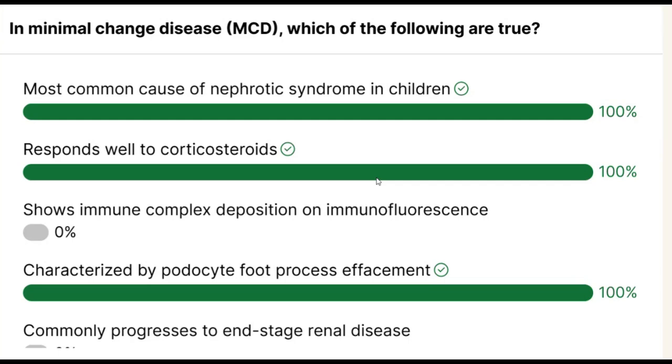And commonly progresses to end-stage renal disease is wrong. Minimal change disease is a very benign disease, and usually it can result in acute kidney failure that can resolve very quickly, but end-stage renal disease usually is associated more with focal segmental glomerulosclerosis more than minimal change disease. Minimal change disease, benign, under corticosteroids, it's managed very effectively and easily. That's the difference. So if there are no questions about this one, we can move on.